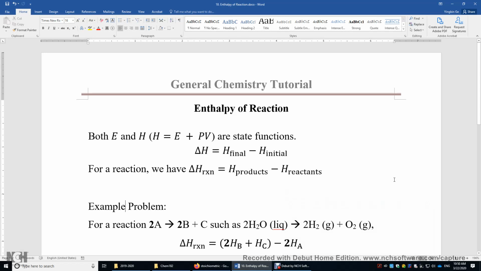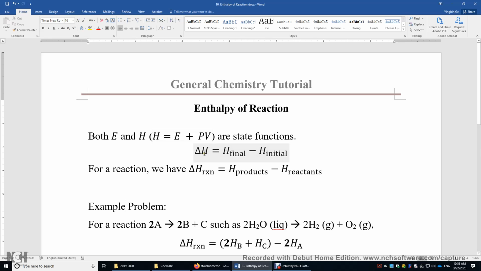In this video, we'll talk about enthalpy of reaction. Both internal energy and enthalpy are state functions. Remember, H is equal to E plus PV. H, E, P, and V are all state functions. A state function only depends on the current state of the system. It does not depend on how the system reaches that state.